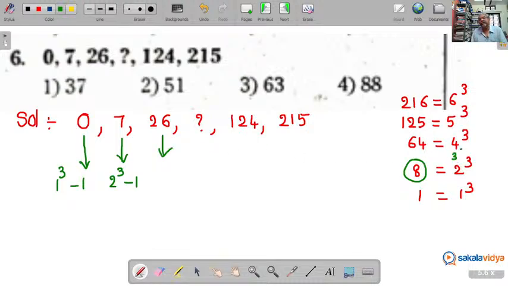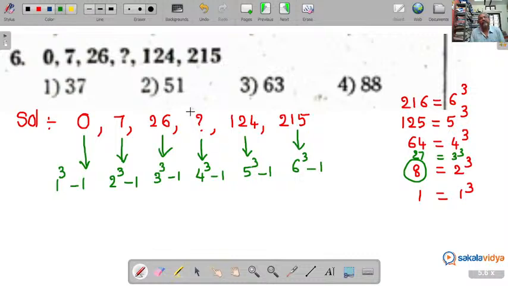We have missed 3 cube. 3 cube is equal to 27. So this is 27 minus 1, that is nothing but 3 cube minus 1. Obviously this will be 4 cube minus 1, this will be 5 cube minus 1. So this follows the pattern n cube minus 1. This pattern is called the n cube minus 1 pattern. So this is 6 cube minus 1.